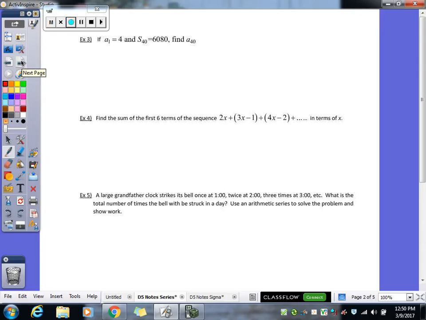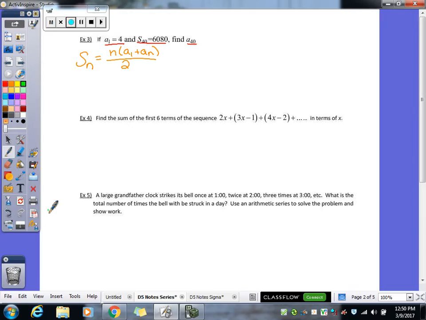We're told our first term is 4. Our sum of the first 40 terms is 6,080. They want us to actually find the 40th term. Was the name of the last one 2,600? Yes. So let's again write our sum formula. And then let's go through and plug in what we know.